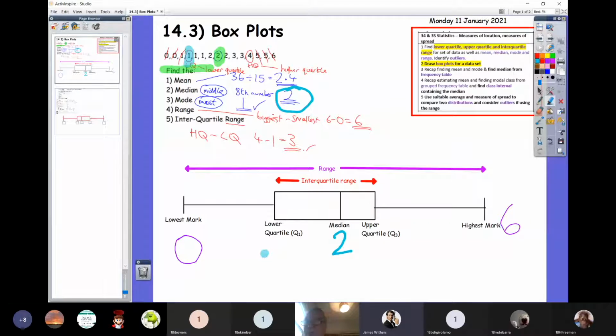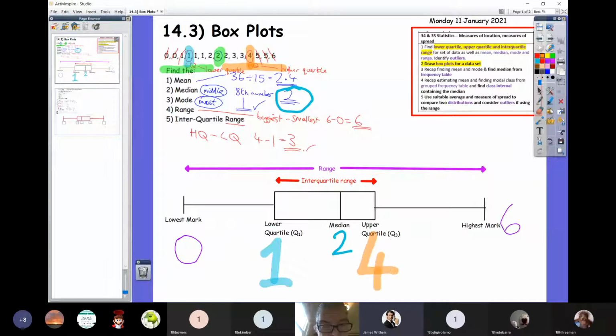And then, just to remind you from our last lesson, to work out the upper quartile, we looked at all the numbers to the right-hand side of the median, which I'm underlining in orange, and we found the middle of those numbers, which in this case would be 4. So our upper quartile would be 4. So it's quite a straightforward, simple diagram, okay?